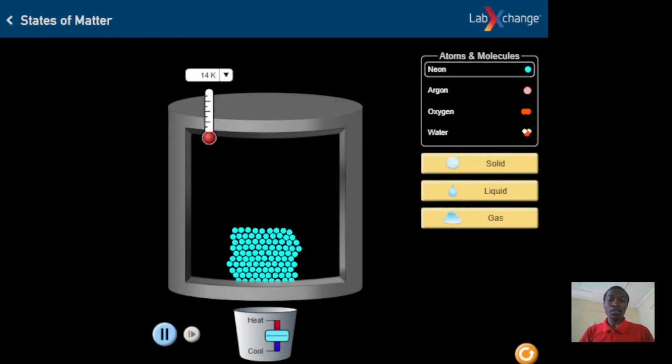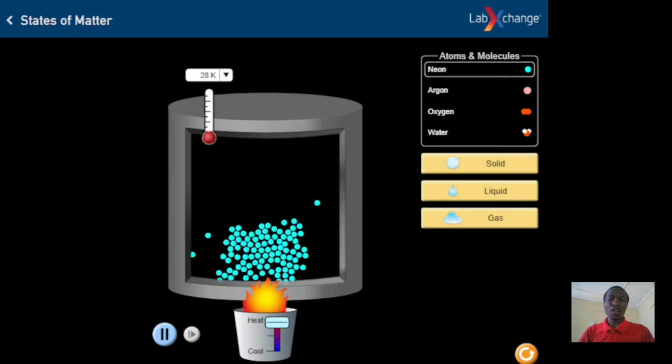Let us bring these abstract ideas to real life by watching a simulation from Lab Exchange. The states of matter is just a matter of interacting with energy, matter and energy. So for example, here we have neon. This is a simulation by Lab Exchange. If we heat the neon, we are pumping in energy, and this energy breaks the bonds of the attractive forces between the particles, and this gives them some freedom to move away from each other.